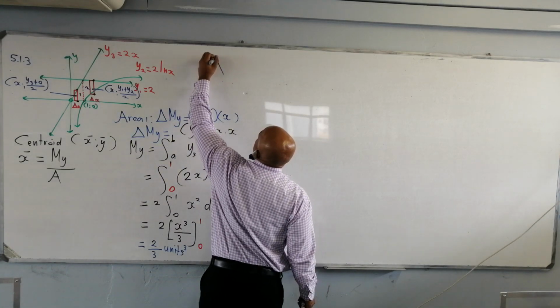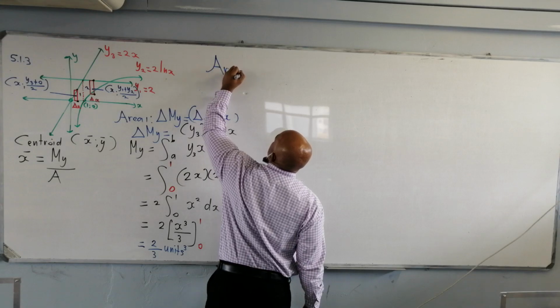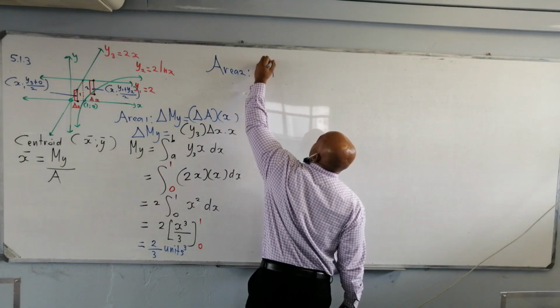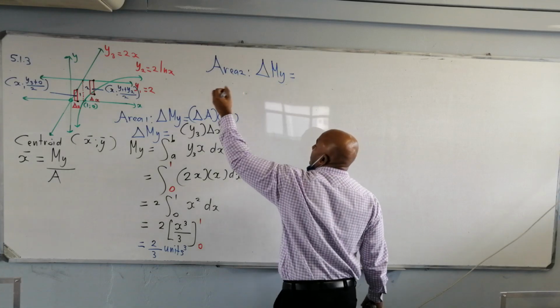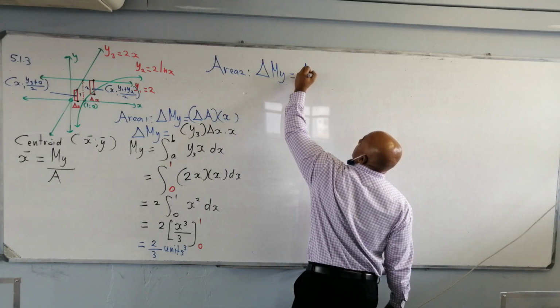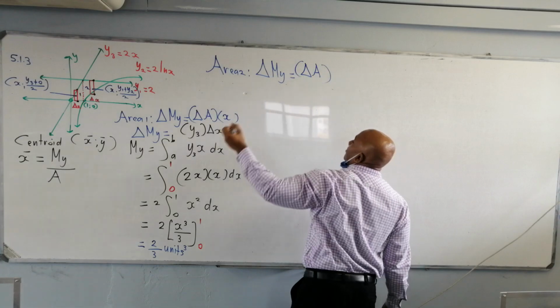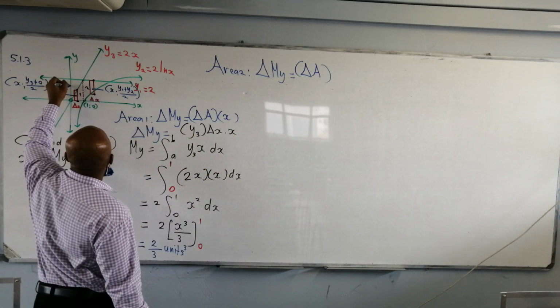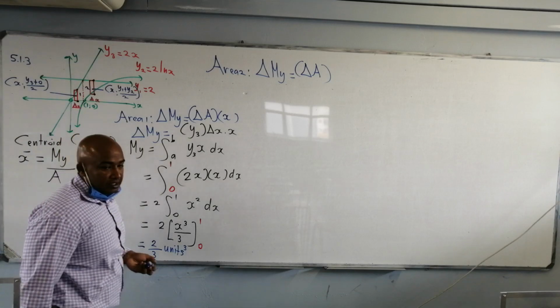Let's deal with area 2. So for area 2, delta My is going to equal area times distance from the y-axis. So this is that we're dealing with this one. Distance from the y-axis is x.